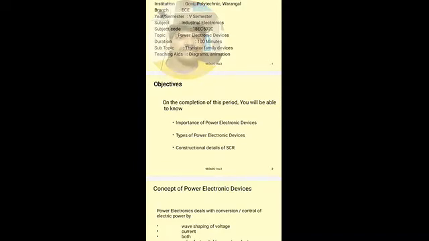And after this we're going to study one of the thyristors, that is the gate turn-off SCR, and also the ratings of the SCR thyristor, that is SCR ratings, and also the gate turn-off SCR.